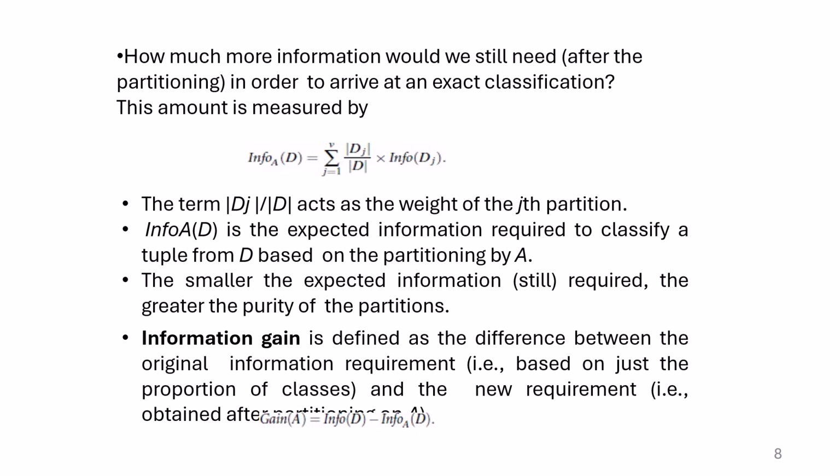Info_A(D) is the expected information required to classify a tuple from dataset D based on the partitioning by attribute A. The smaller the expected information required, the greater the purity of the partitions. Information gain is defined as the difference between the original information requirement and the new requirement.